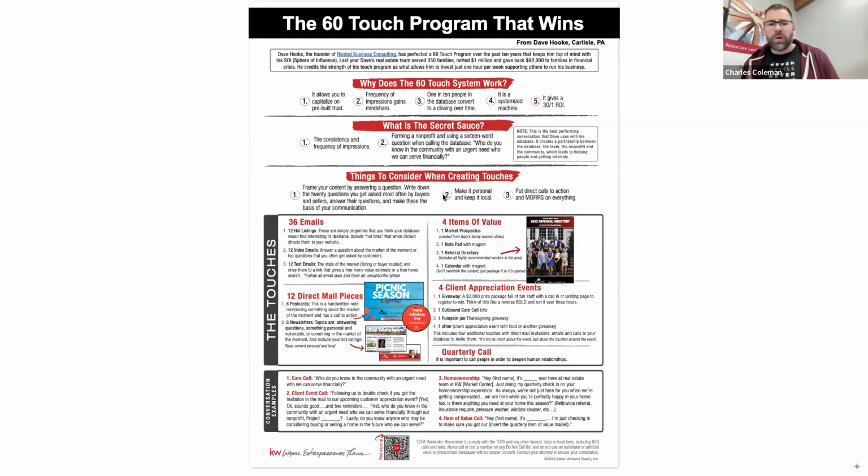And it says it gives a 30-to-1 ROI. So it says the secret sauce is frequency of impressions. That's why we like the CRM, and we'll break down what these touches look like, guys. But the CRM has the capability to send out emails for you. It just sends the email out, whatever that email looks like. It also has the ability to set up reminders for you to reach out to your database. And for a lot of us in here, we use DTD2, right? So doing the database too.